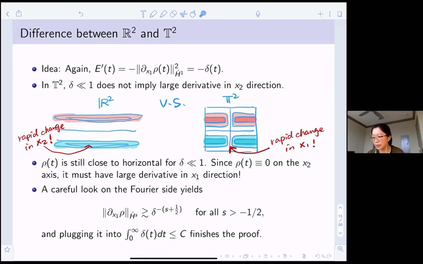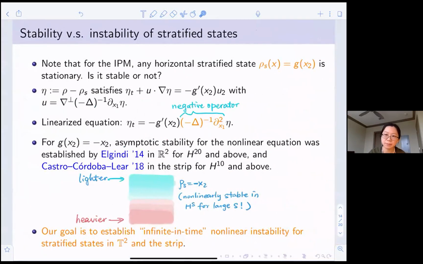So that is the difference in the proof, and this is why we cannot get all the H^s for s bigger than 0, but only for s bigger than 1/2. But the idea to prove that is also just by looking at the Fourier side to say that if delta is tiny, then the partial x1 of rho has to have a huge H^s norm for s bigger than -1/2. Okay, so that is the proof on the torus.